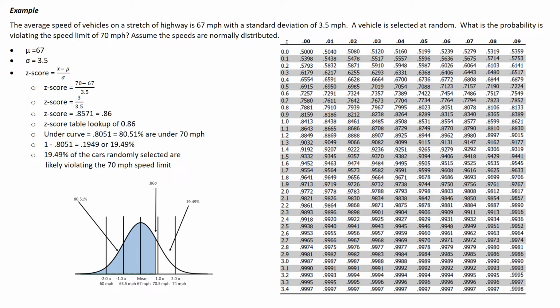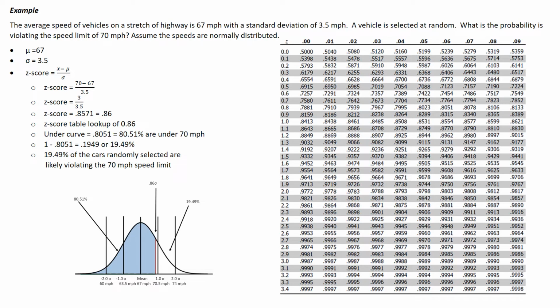My mean, my mu, is 67, and I made a curve at the bottom that shows the mean, 67 miles an hour. And then plus 1 deviation would be 67 plus 3.5, which is 70.5, plus 2 deviations is 70.5 plus 3.5, or 67 plus 7, which is 74. Then go in the same direction to get minus 1 deviation of 63.5, minus 2 deviations of 60.0. But we know exactly what we want: the probability of someone violating the speed limit at 70 miles an hour.